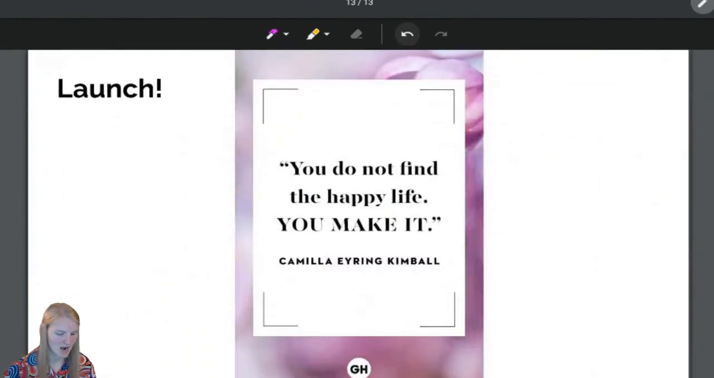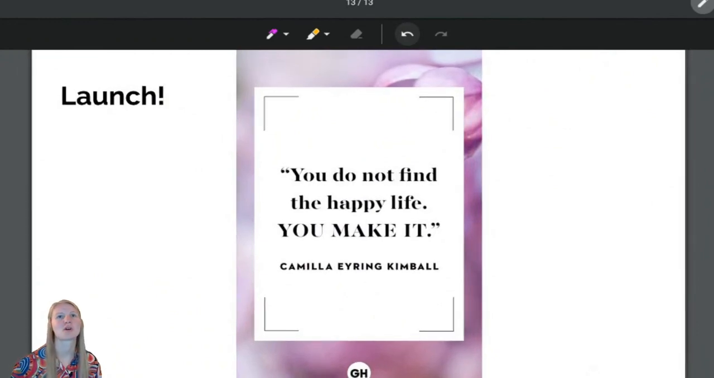Okay, and now, as usual, let's end with a launch. So, this comes from Camila Earing Kimball. Hope I pronounced that right. And it says, you do not find the happy life. You make it. Keywords here, you do not find the happy life. You make it.